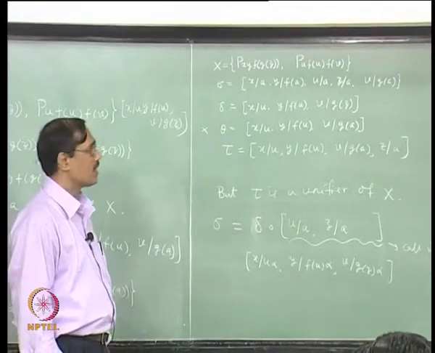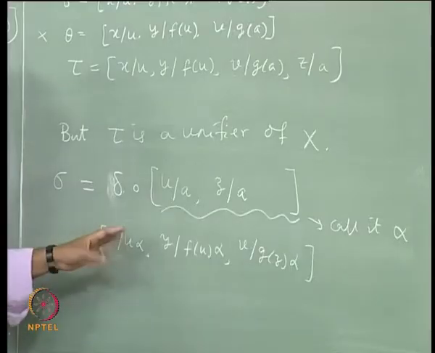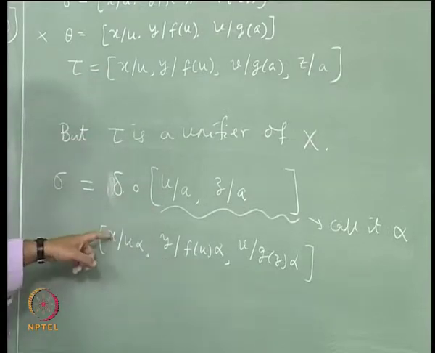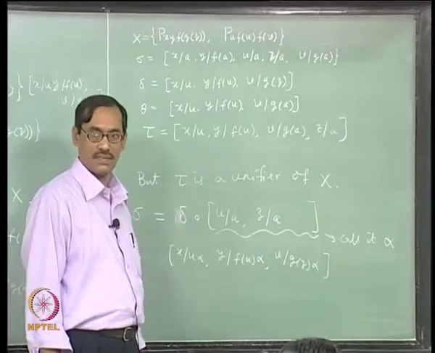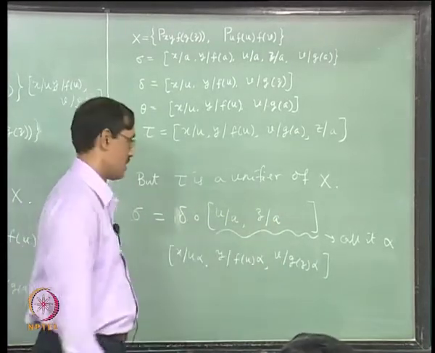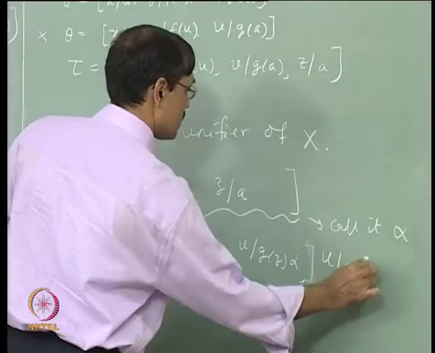Okay. Then what else I should do? I should add to it all those in alpha which are not x, y or v. None of them is x, y or v. So, both of them will be added. So, we will add to it u by a, z by a.